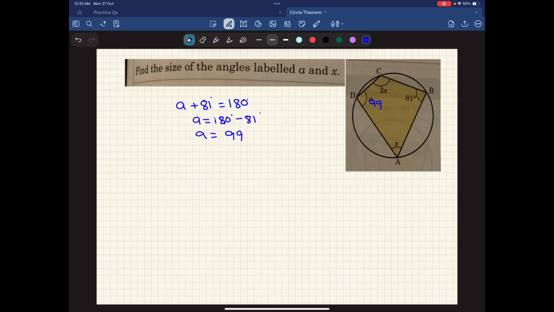Now let's have a look at the other interior angles. So 2x and x should also add up to 180. Let's write that down. So 2x plus x should be equal to 180. So 3x is equal to 180 degrees. x is going to be 180 divided by 3. So x is going to be 60 degrees.